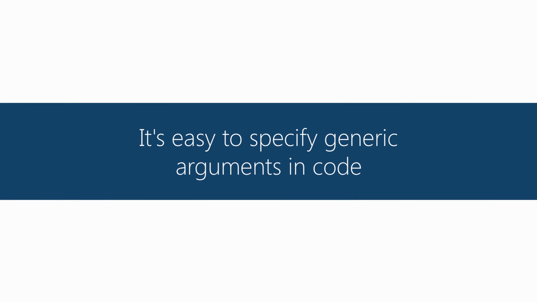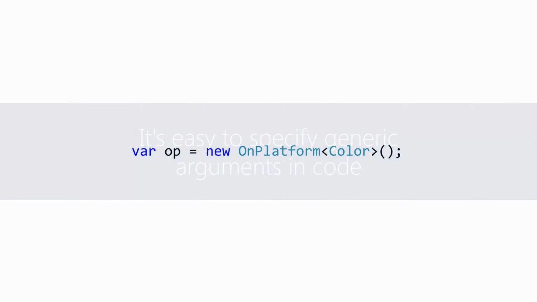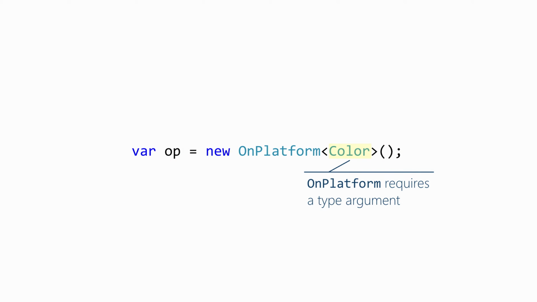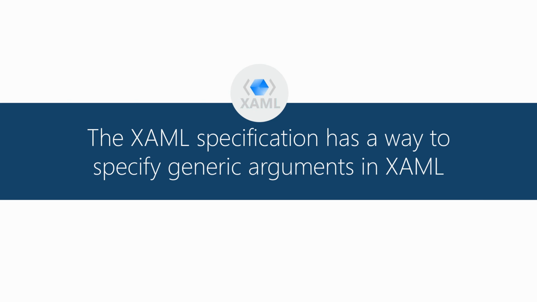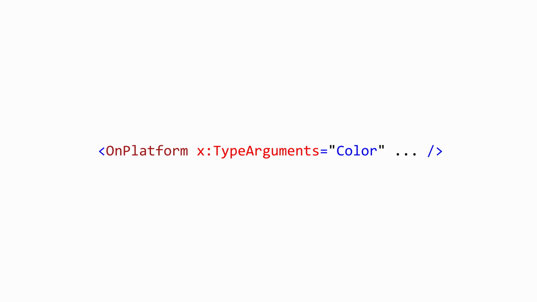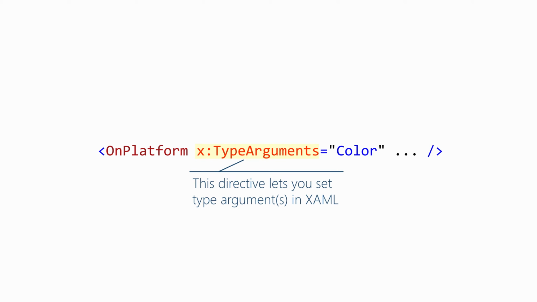If we were doing it in code, well, it's easy to do. But our goal is to do this from XAML, not from code. And the XAML specification has a way to specify generic type arguments. The x:TypeArguments directive is built into the XAML language, and that's the way you set what T should be.